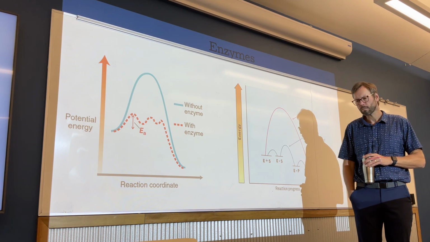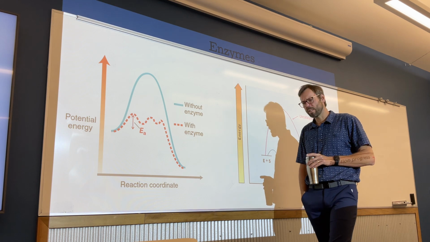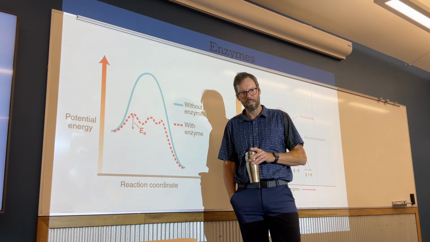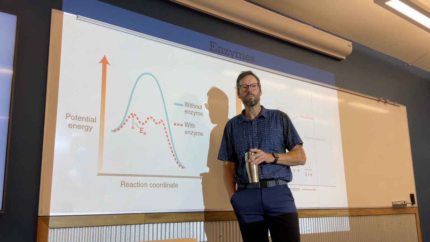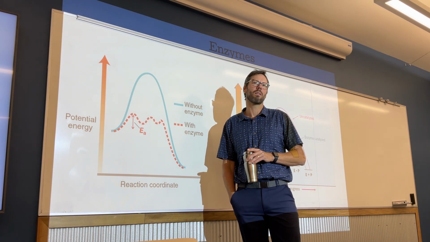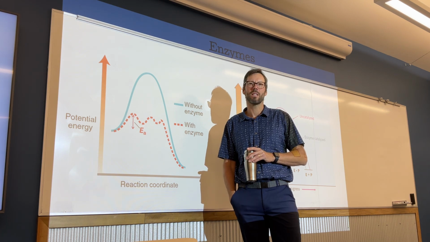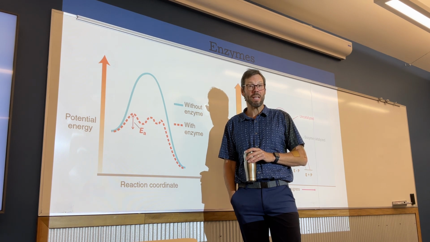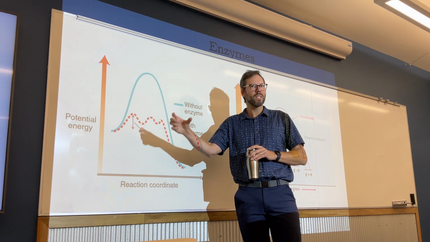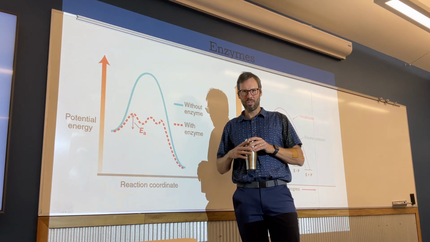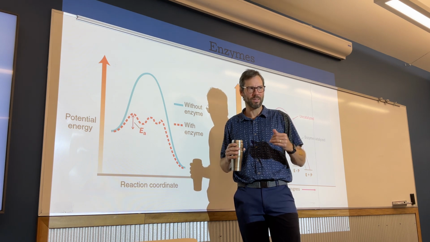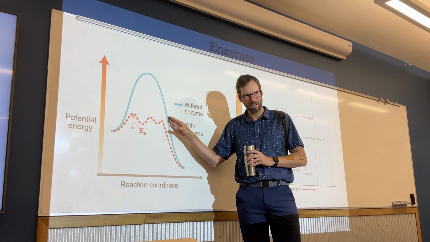In fact, sugar, polysaccharides, glycogen are broken down by an enzyme called glycosidase. It breaks down polysaccharides in the order of something like 10 to the 17th faster than without. Which means what would take sugar millions of years to break down is done in milliseconds, okay? By doing this process here.